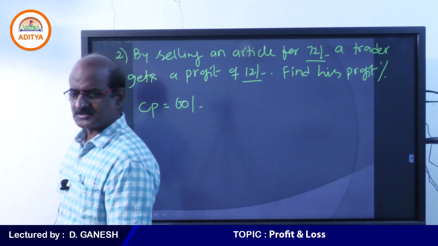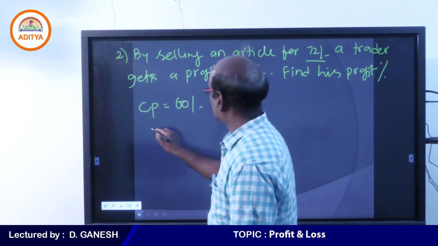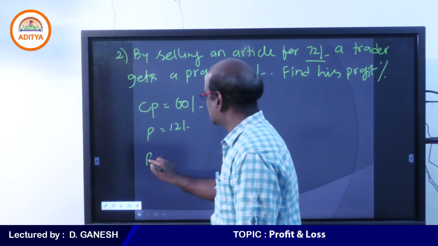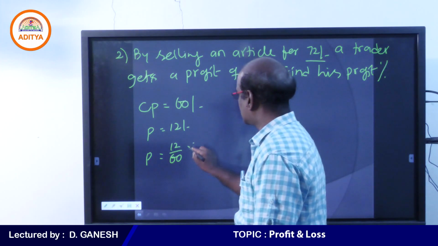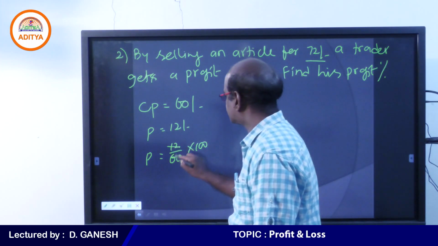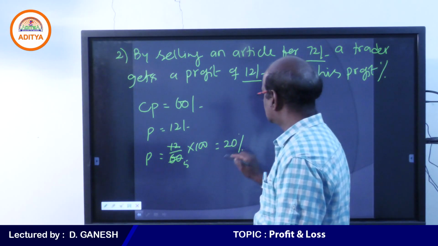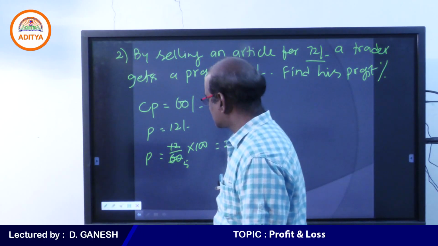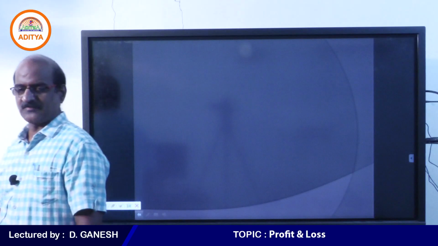Students, so 60 rupees is the cost price and you get a profit of 12 rupees. Therefore, profit percent is given by the formula profit by cost price into 100. I hope that you are getting it right. So this is all about the basics of profit and loss.